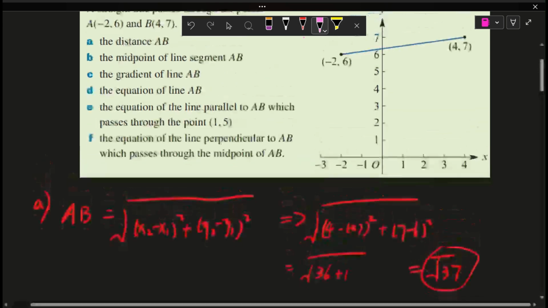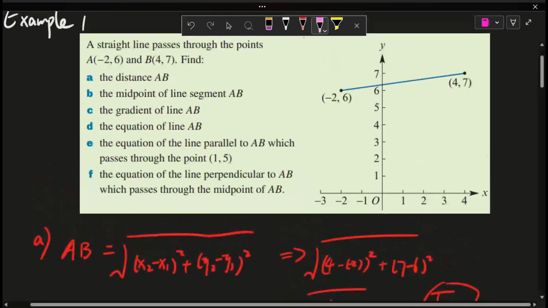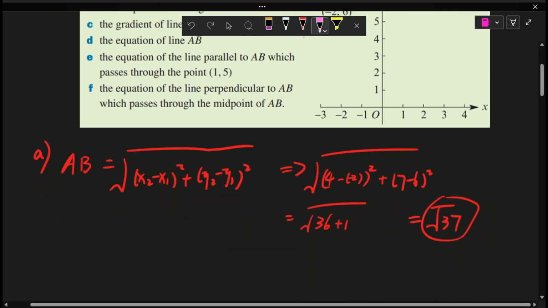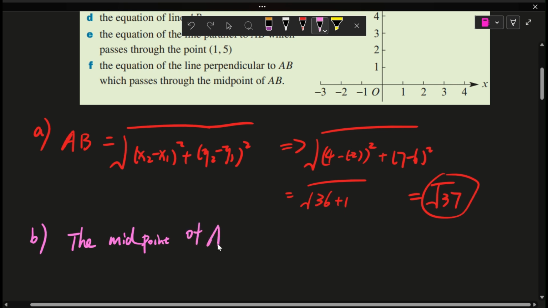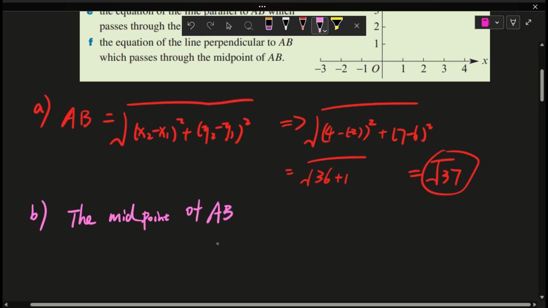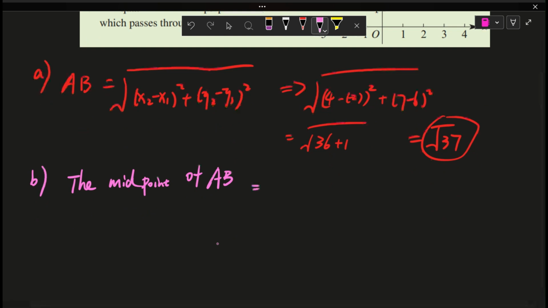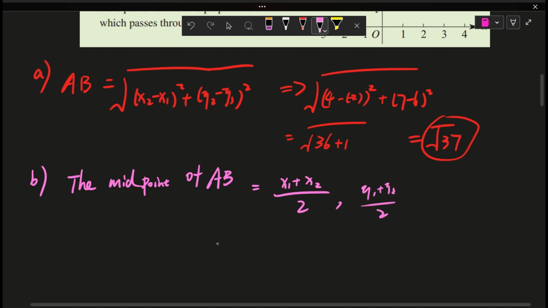And part B, find the midpoint of the line segment AB. So the midpoint is in between. We use our general knowledge: the midpoint of AB is equal to, we know the rule, (x1 plus x2) over 2 and (y1 plus y2) over 2.